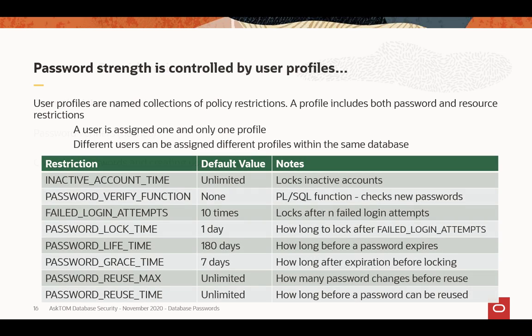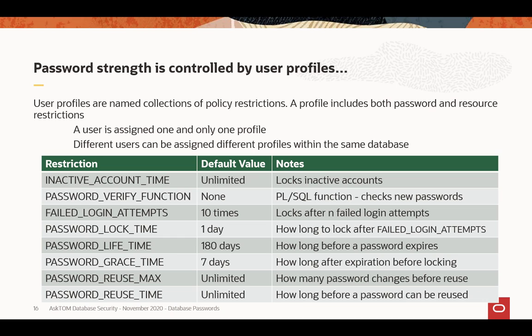Let's dig into strength of the password, which is primarily controlled by user profiles. User profiles are just named collections of policy restrictions. Every database user is assigned a profile. You can only have one profile for a user, but different users can have different profiles. So a single database could have many different ways that we're enforcing strength for passwords. There are 8 parameters in a profile that control password strength. Let's just run through these quickly.